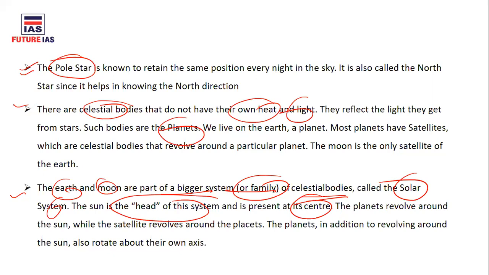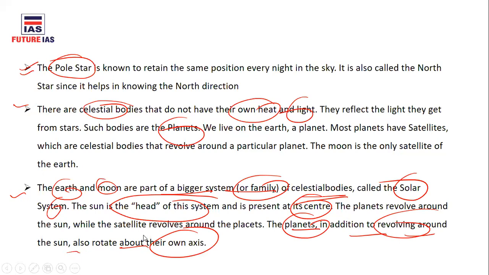If you look at the figure given in your NCERT book, the sun is at the center and the planets revolve around the sun, and there are multiple satellites. These satellites revolve around the individual planets, isn't it? And this looks like a very fascinating and interesting picture of the planets, satellites, and the star. The planets, in addition to revolving around the sun, also rotate around their own axis.